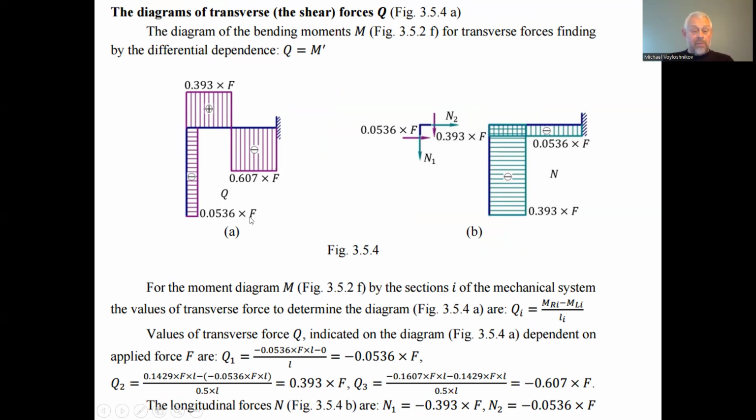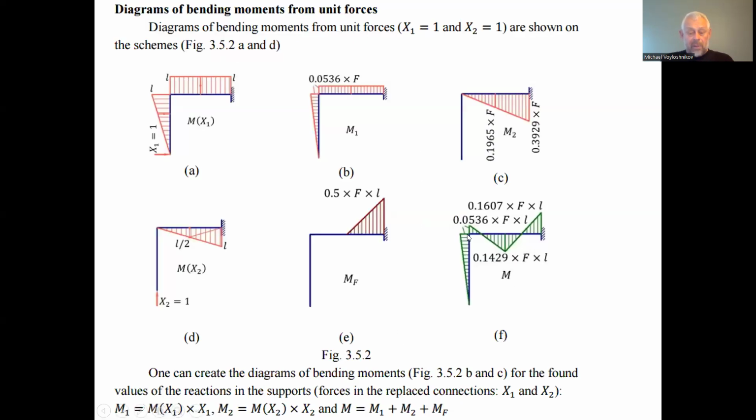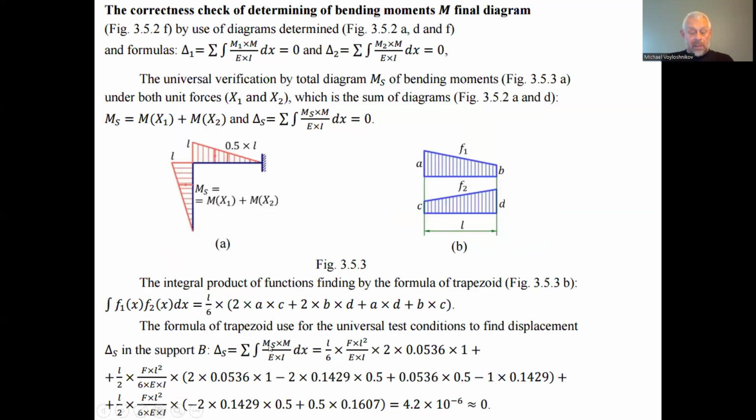So to find that, for linear diagrams, we can take the magnitude on the left end and on the right end. We subtract the left end from the right end, and divide the result by the span of the leg.